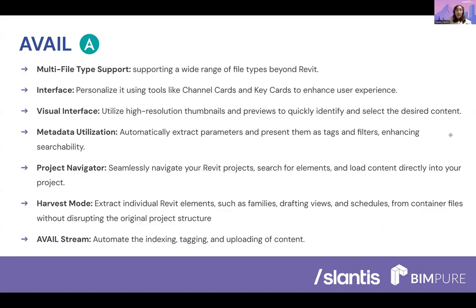And it also has Avail Stream, and Avail Stream is a part of Avail that lets you automate the tagging and indexing of content. So for example, if you have a folder in Google Drive and you index more content, like more Revit families, to that specific folder, Avail, with this Stream feature, is able to track what is being updated in this folder and update it in Avail.